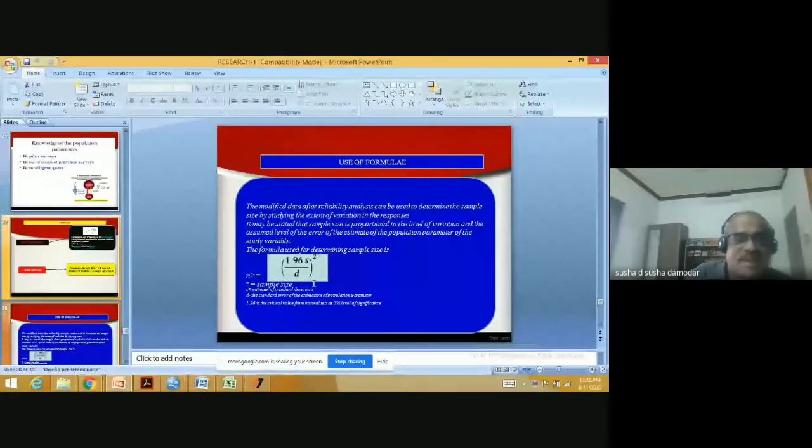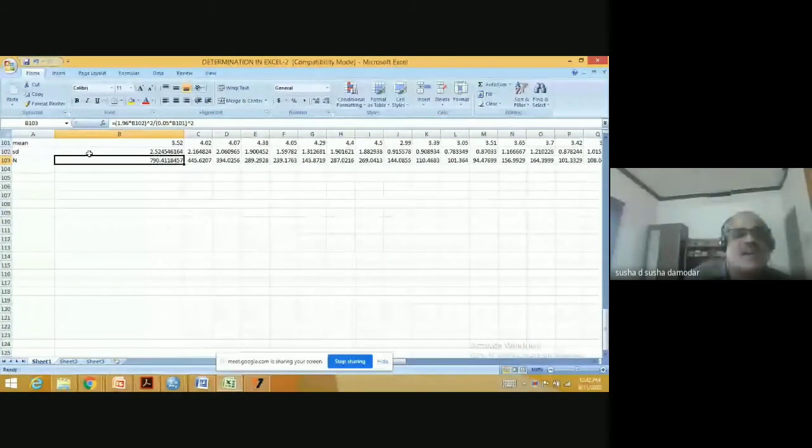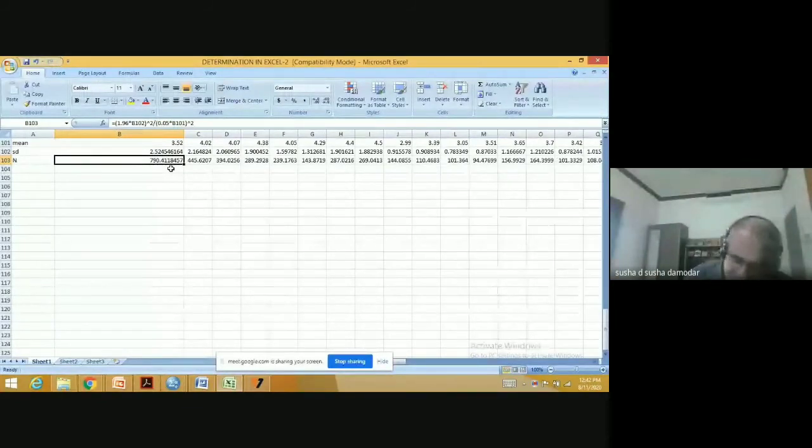And this formula can be applied in the Excel format, where we enter the data from the pilot study, calculate the mean, calculate the standard deviation, and then apply the formula and find out the n. And out of the many n values available against all the statements used for our questionnaire, we select the maximum. This maximum n will be the optimal sample size for our study. So from this point onwards, we will apply statistics for our study.